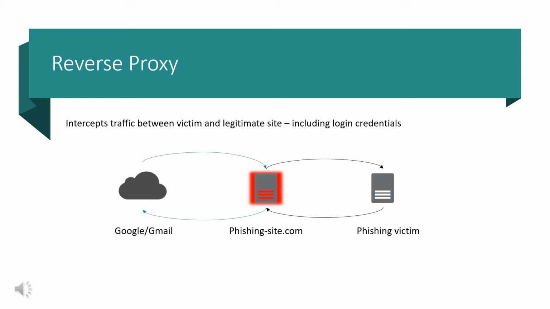You might be able to spot a reverse proxy, as the URL of the phishingsite.com will be different to the genuine one. Password managers can also help with this, as they usually only autofill in your details if the URL matches the one you originally saved the password with. Have a look at our other videos if you want more information about password managers.